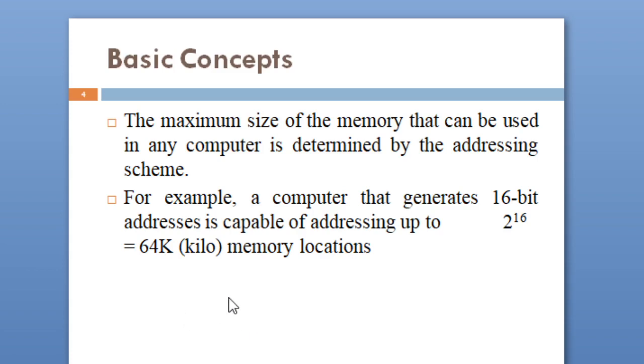When you take the memory unit, the maximum size of the memory that can be used in any computer is determined by the addressing scheme. For example, a computer that generates a 16-bit address is capable of addressing up to 2 to the power 16, that is 64K memory locations. There is a formula: if the processor generates K bits of address, it is capable of addressing 2 to the power K memory locations. So for 16 bits, 2 to the power 16 memory locations will be allocated for the memory system.